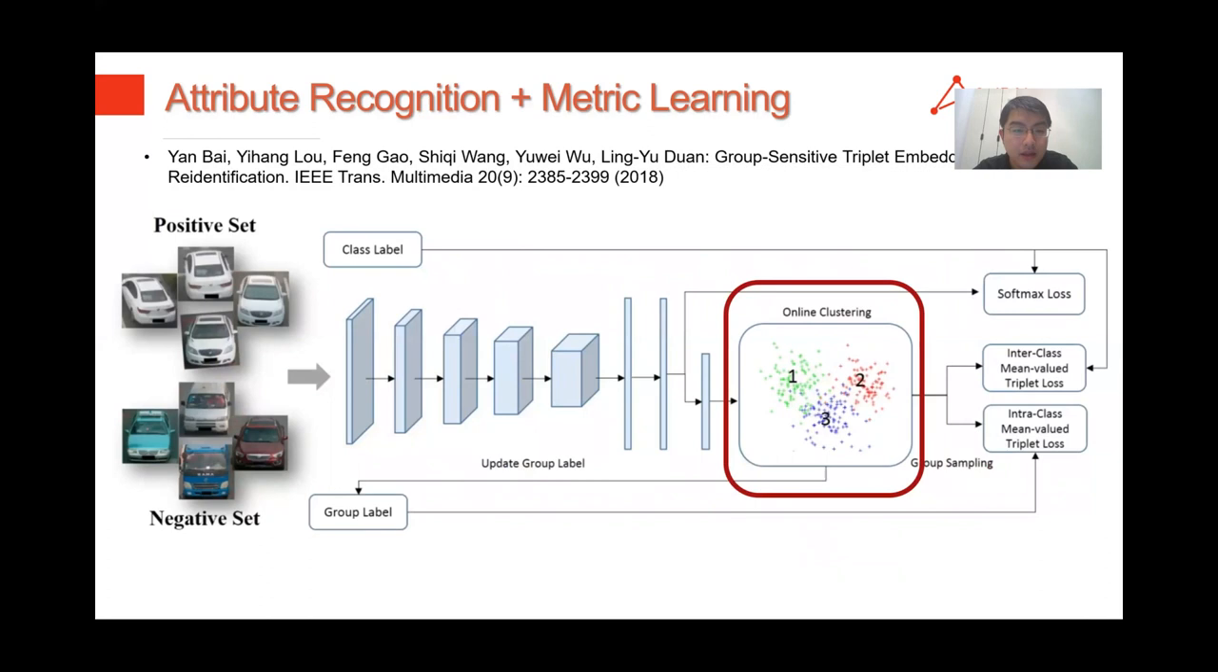This paper, published in ACM International Conference on Multimedia, proposed a graph-sensitive triplet embedding method to define a graph label between samples and vehicle IDs. Given a vehicle ID, samples of the vehicle are clustered into a set of graphs, such that in each graph, the samples have similar views. In the loss computation, we sample vehicles from the graph and compute the softmax loss, intra-class mean-value triplet loss, and inter-class mean-value triplet loss in the graph.